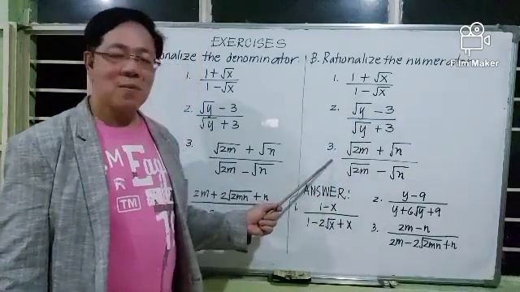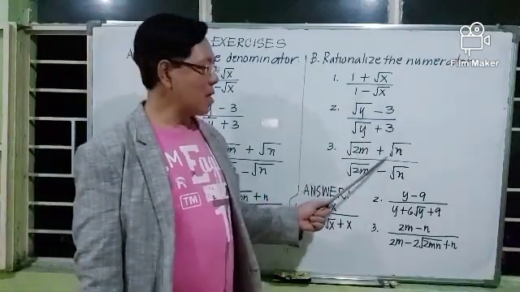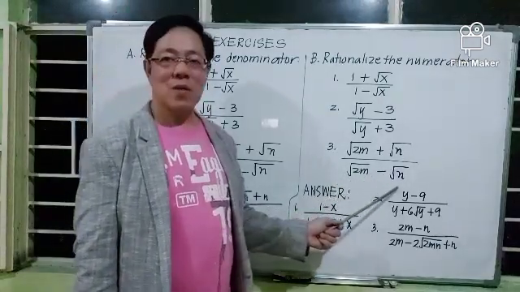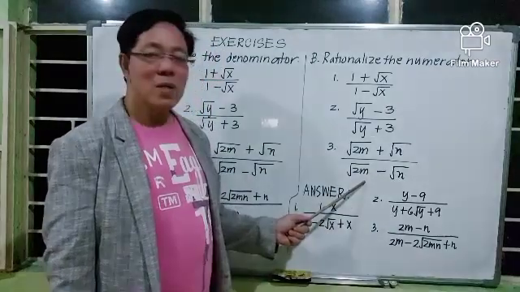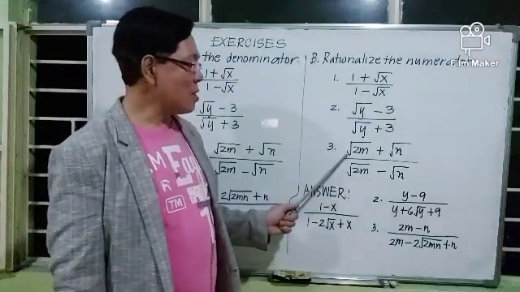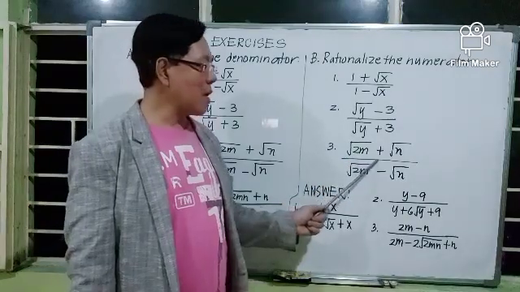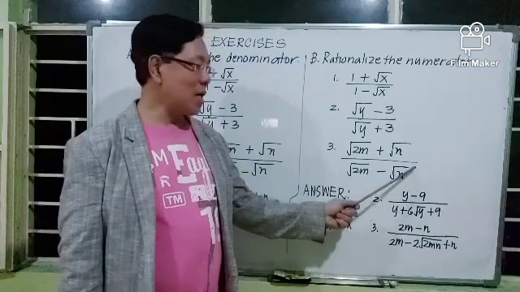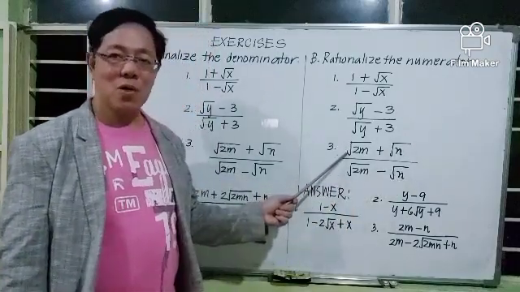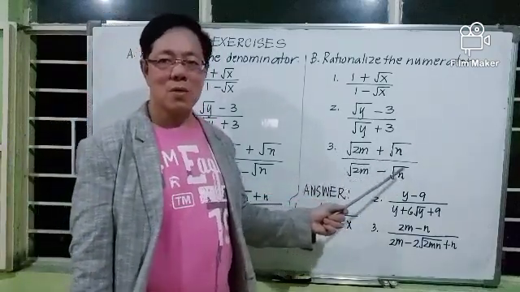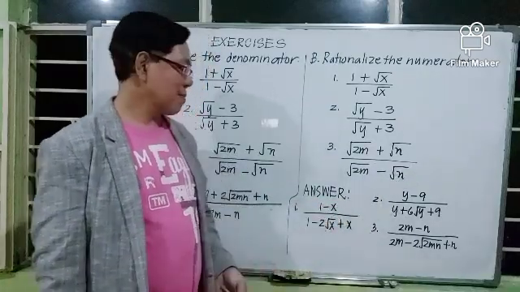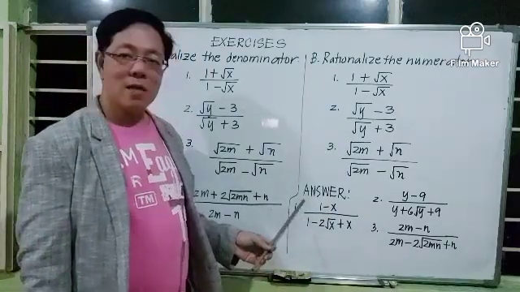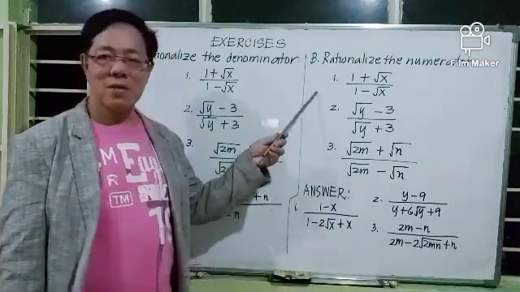In number 3, you have square root of 2m plus square root of n all over square root of 2m minus square root of n. You will rationalize the numerator, square root of 2m plus square root of n. You multiply the numerator and denominator by the conjugate of the numerator, square root of 2m plus square root of n, its conjugate. And again, for you to be able to check your answer, I give you the answers to part B of your exercises.